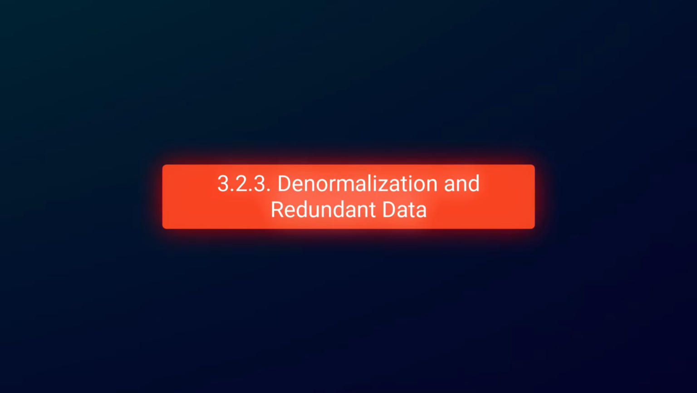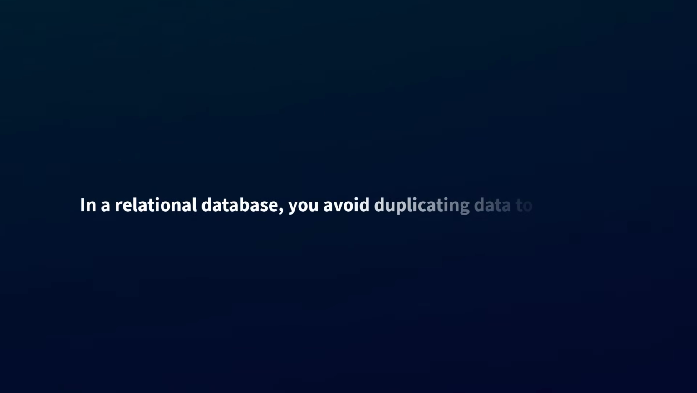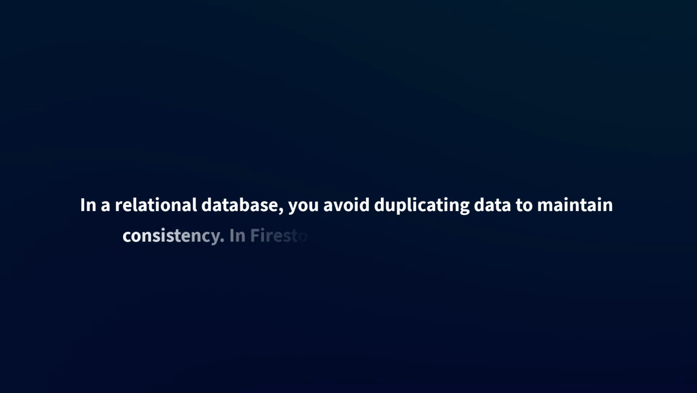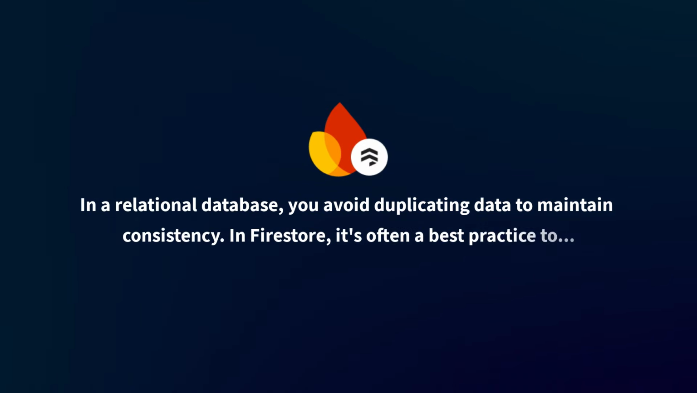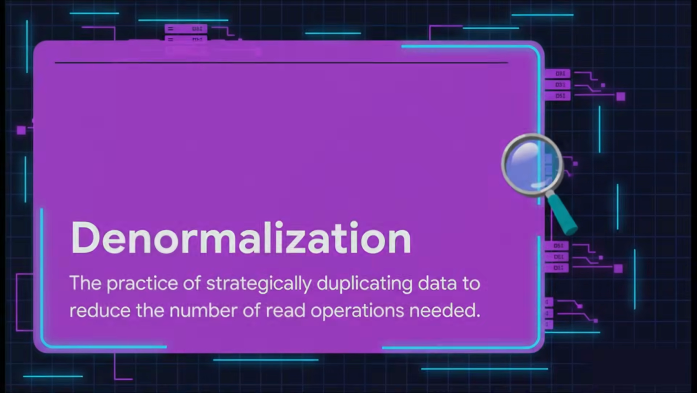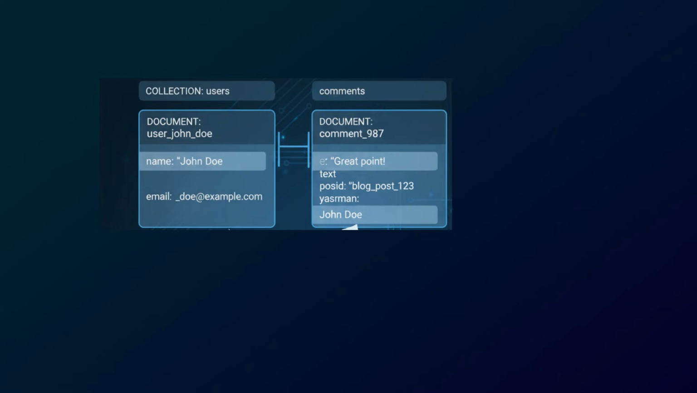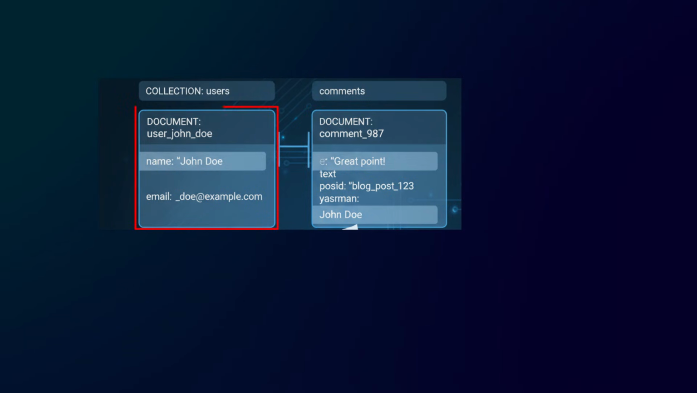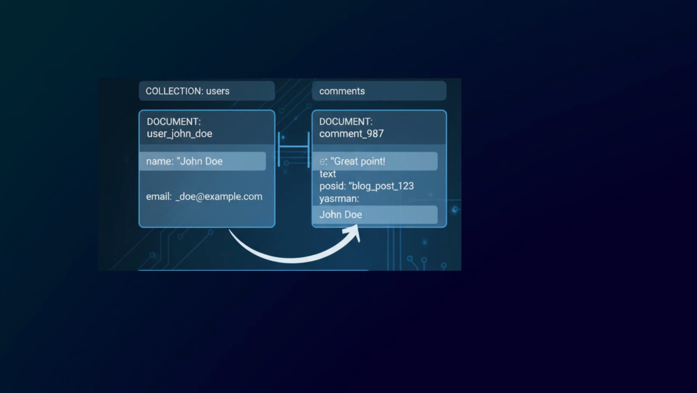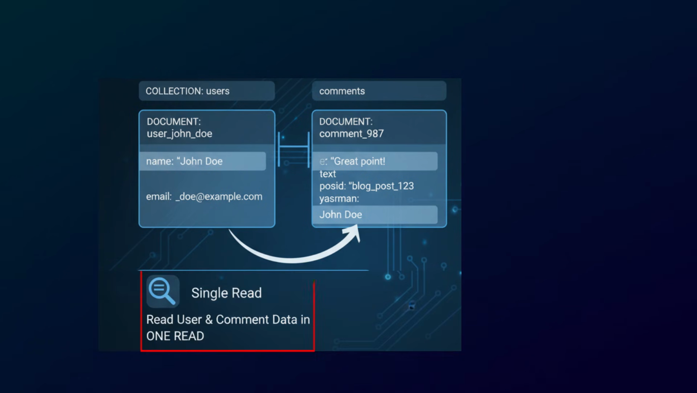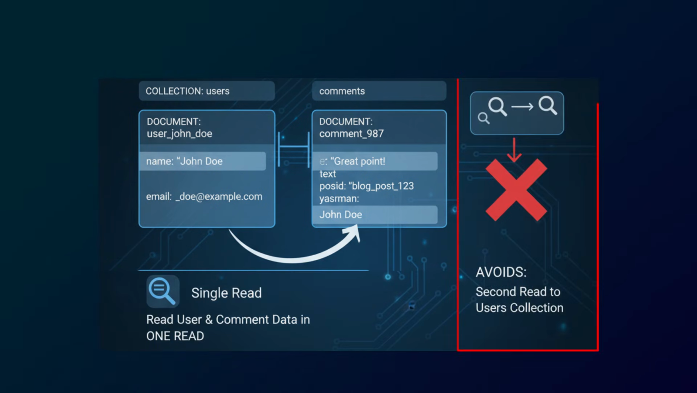Denormalization and redundant data. In a relational database, you avoid duplicating data to maintain consistency. In Firestore, it's often a best practice to denormalize by duplicating data. For example, when a user posts a comment, you might store their name on the comment document itself, in addition to it being in their user document. This allows you to display the comment with the user's name in a single read, avoiding a second query to the user's collection.